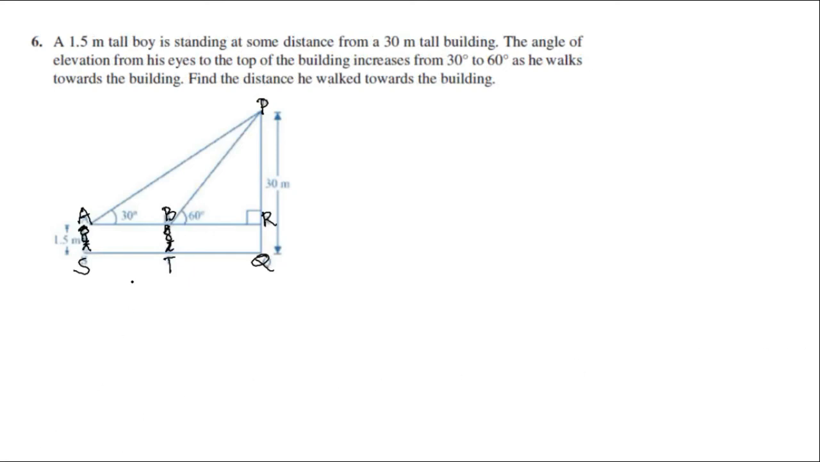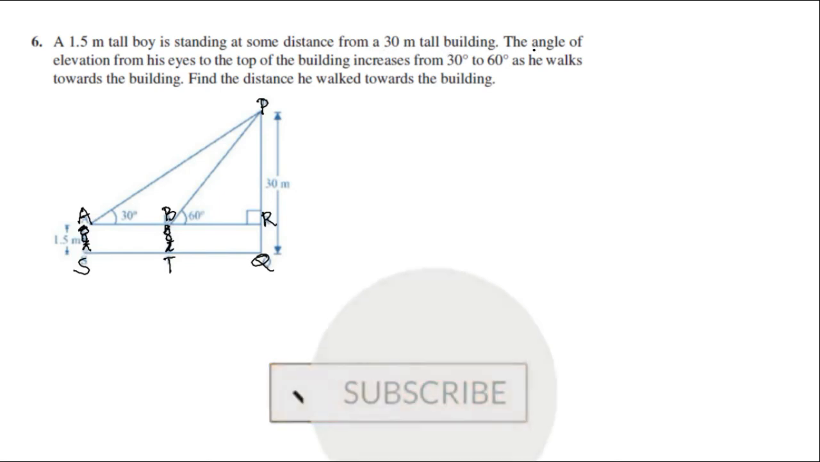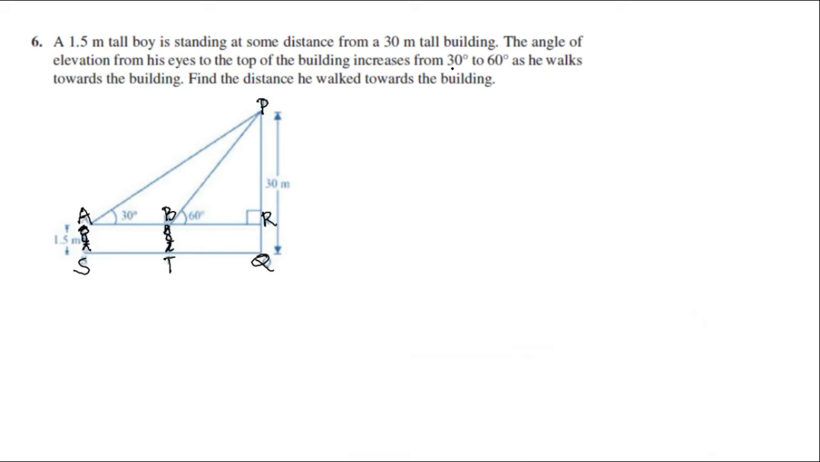Question number 6. A 1.5 meter tall boy is standing at some distance from 30 meter tall building. The angle of elevation from his eyes to the top of the building increases from 30 degree to 60 degree as he walks towards the building. Find the distance he walked towards the building.